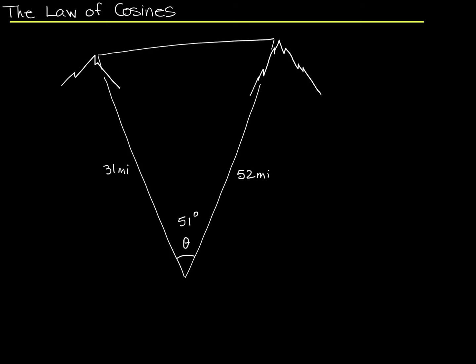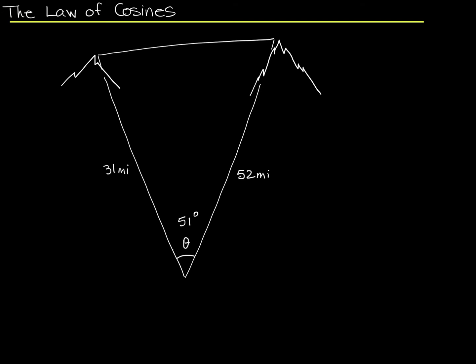Well, now we have a side angle side situation, so we'll need to use the law of cosines. Another way to tell that it's the law of cosines and not the law of sines is that in no case do I have two opposites that are known. This angle has an unknown side opposite it. Both of these sides have unknown angles across from them. So it's definitely not a law of sines problem.